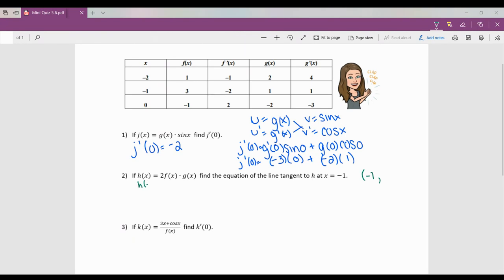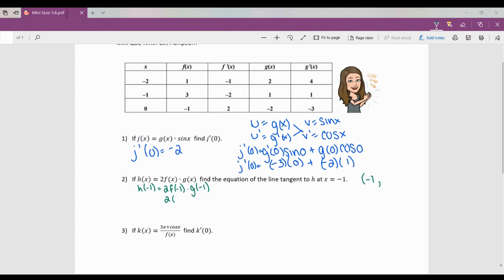So h of -1 is equal to 2 times f of -1 times g of -1. So that's going to be 2, f of -1 is 3, 2 times 3 times g of -1 is 1. So h of -1 is equal to 2 times 3 times 1. H of -1 is equal to 6. So it's going to be (-1, 6) is my point.